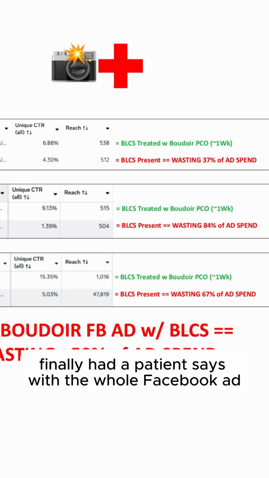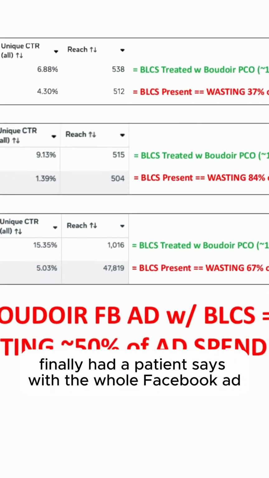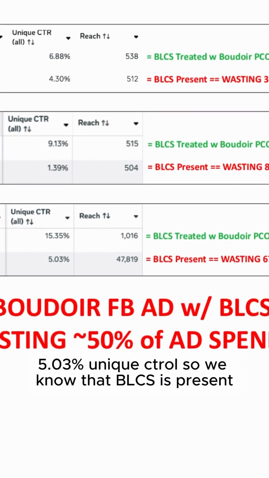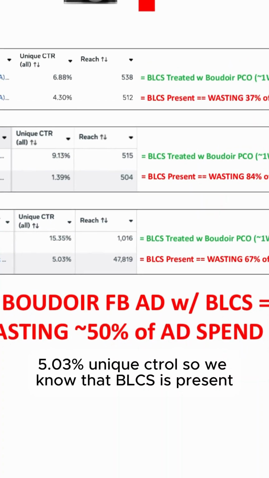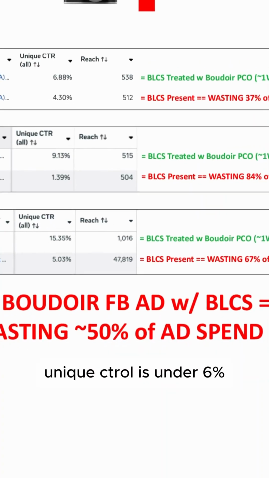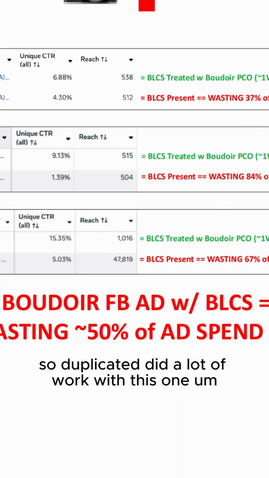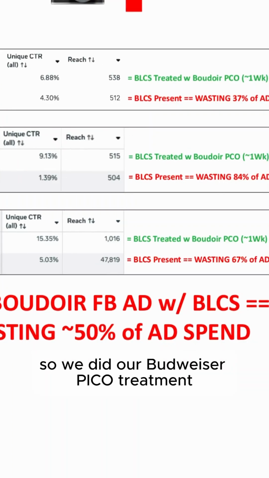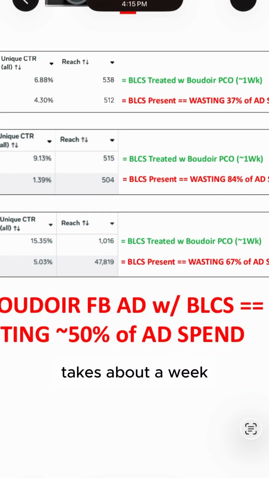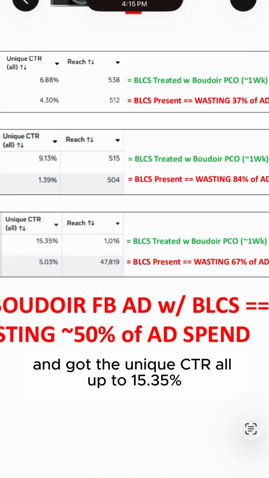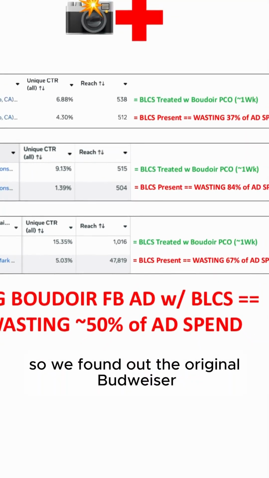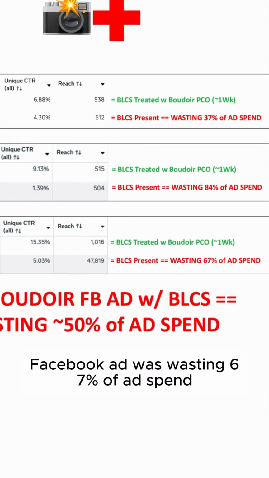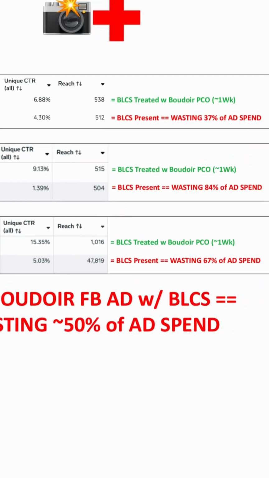Finally, I had a patient with a Boudoir Facebook ad at 5.03% unique CTR. So we know that BLCS is present. Unique CTR is under 6%. So we duplicated it, did a lot of work with this one. We did our Boudoir Pico treatment, which takes about a week, and got the unique CTR up to 15.35%. So we found out the original Boudoir Facebook ad was wasting 67% of ad spend.